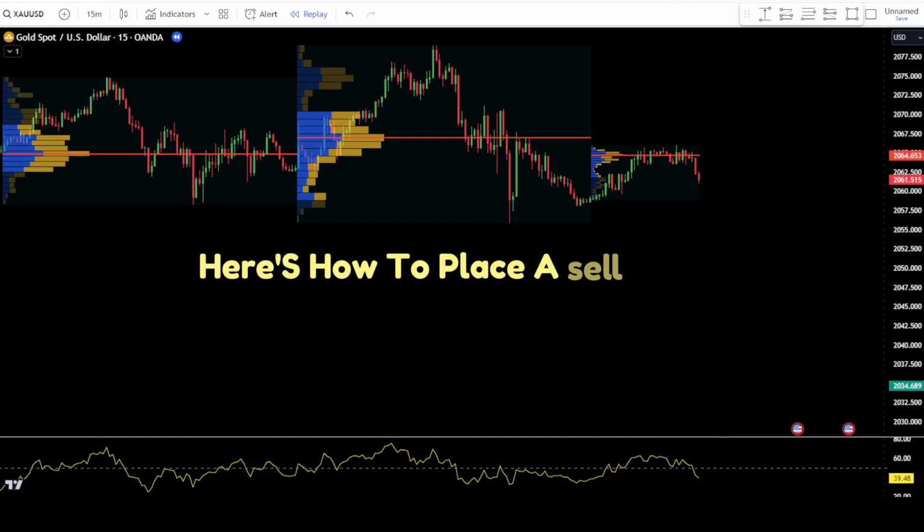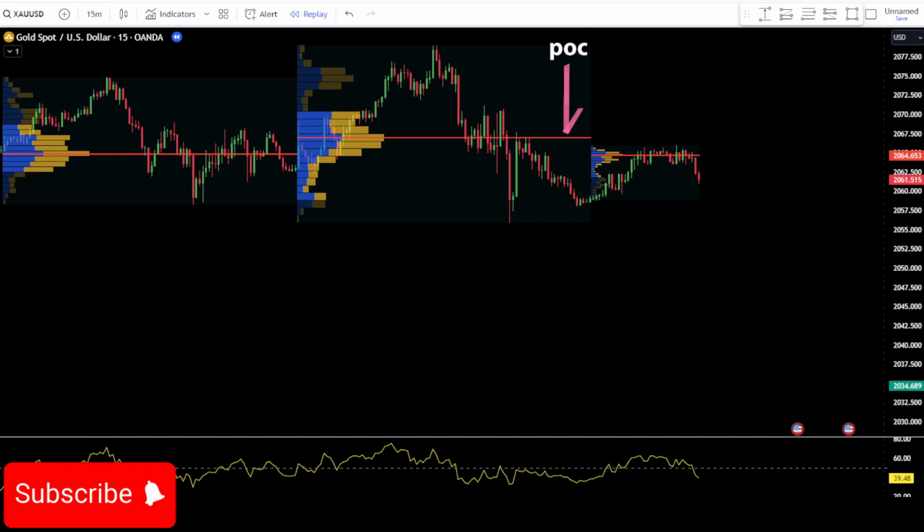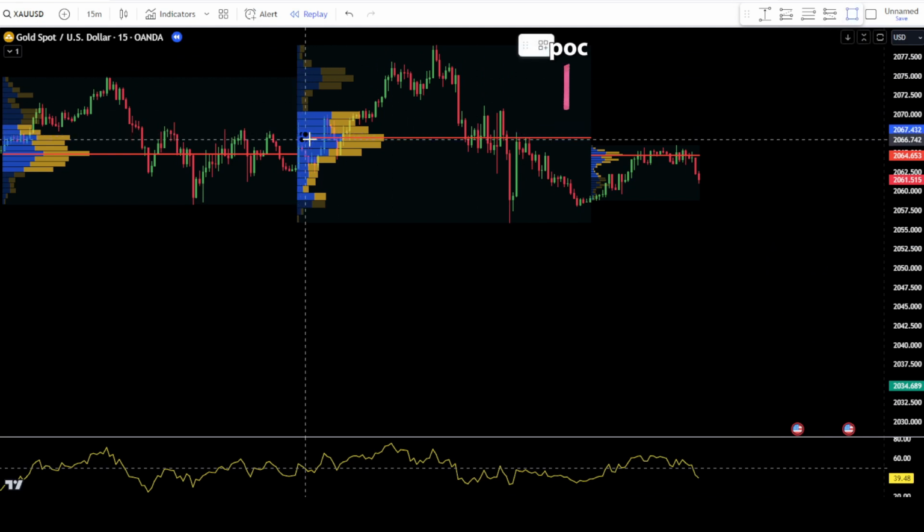Here's how to place a sell order. 1. At the start of the trading session, observe the POC level from the previous day, from the opening of the trading session until the close of the previous day's trading. 2. You can draw a line or create a box as a marker.